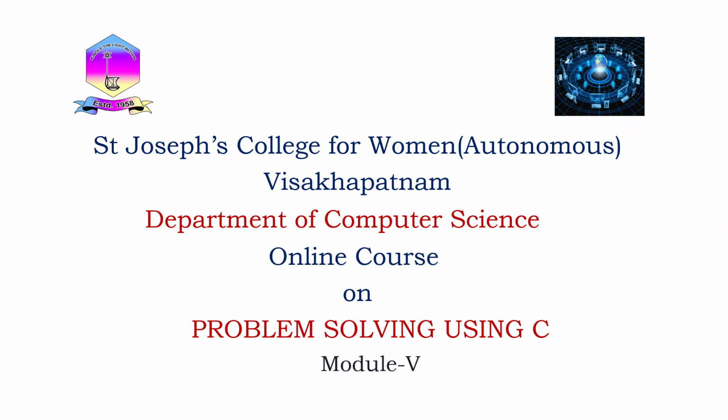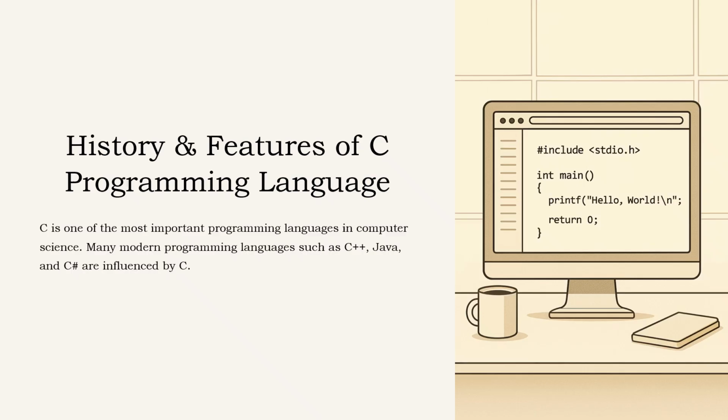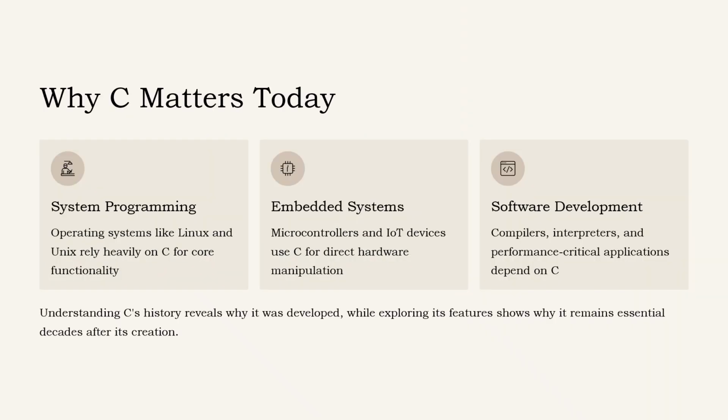Hello, good morning, students. Today we will start Module 5, where we are going to discuss the history and features of the C programming language. C is one of the most important programming languages in computer science. Many modern programming languages, such as C++ and Java, are influenced by C. Every day, C is used in areas like systems programming, operating systems, embedded systems, and software development.